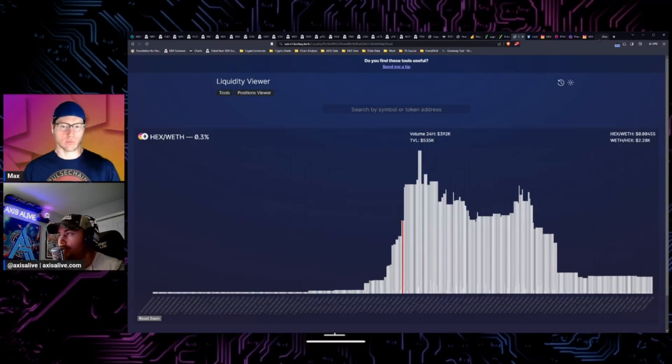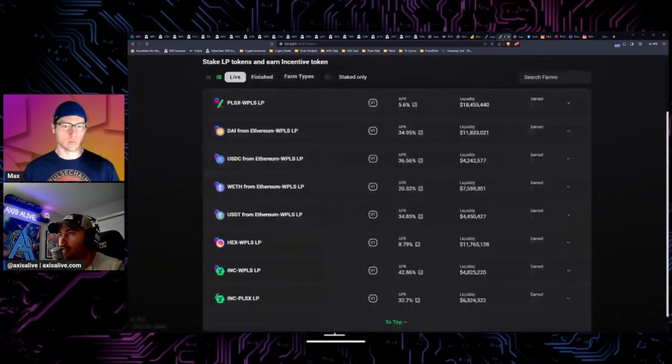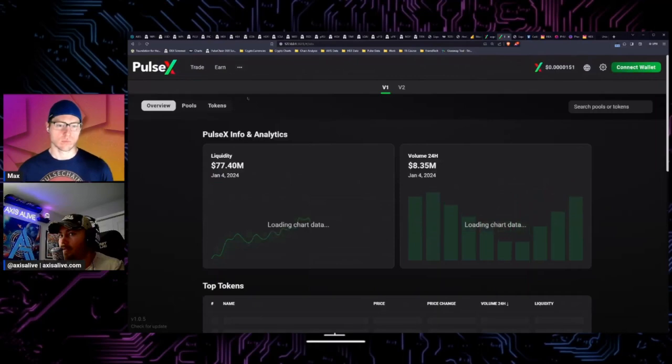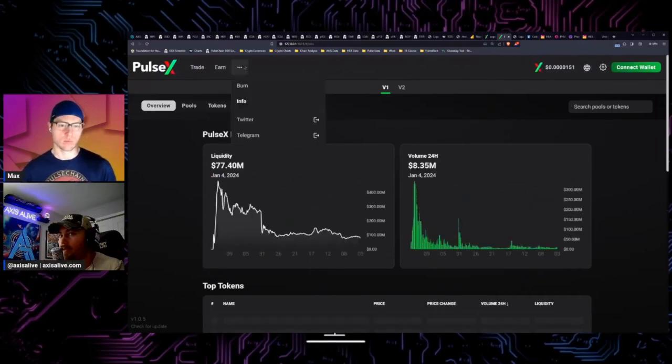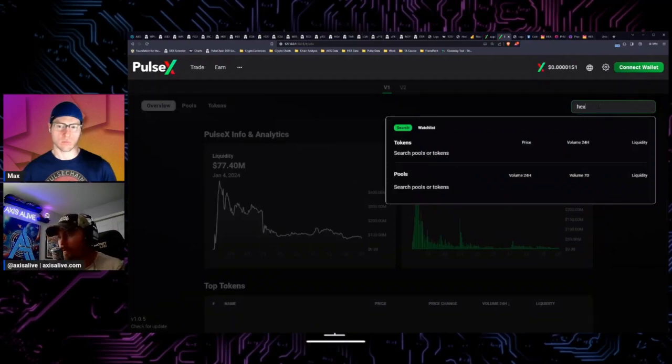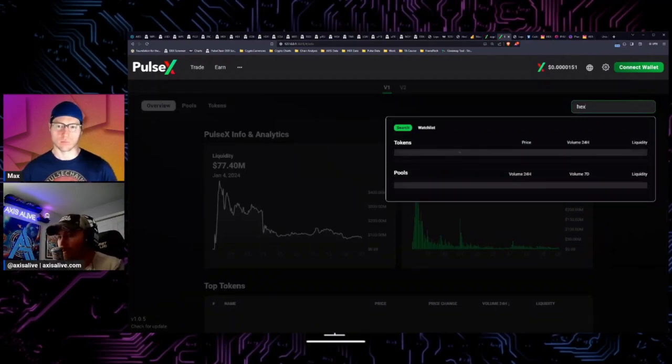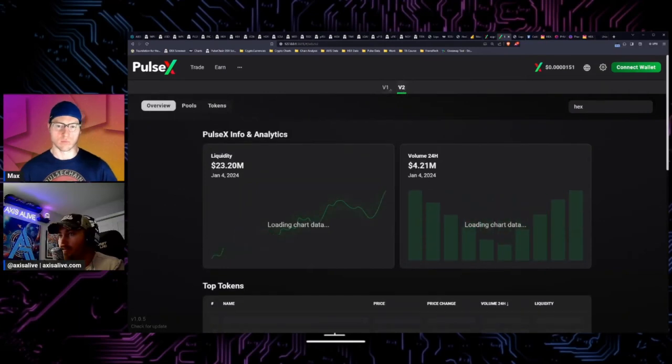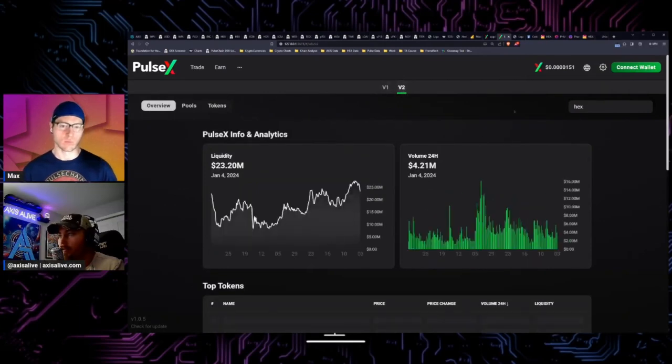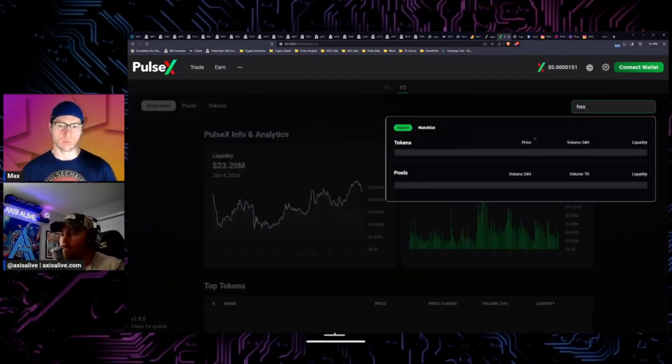And then on the Pulse side, it's a little bit different. If you click on the three dots here and go to the info tab, you can get a little more data on how much Hex liquidity is really out there. Most of it's on V2, so there's a differentiation between V1 and V2. I'll just search for Hex as this loads.